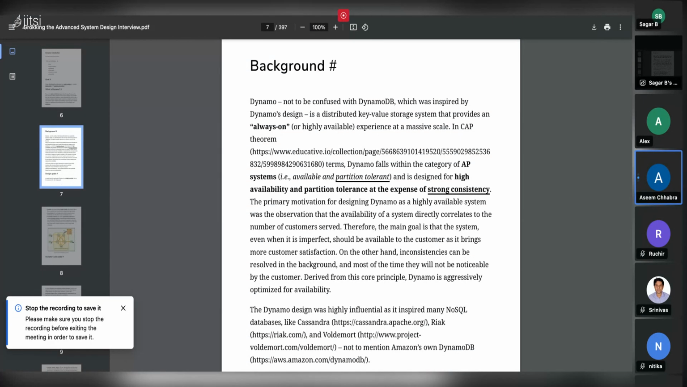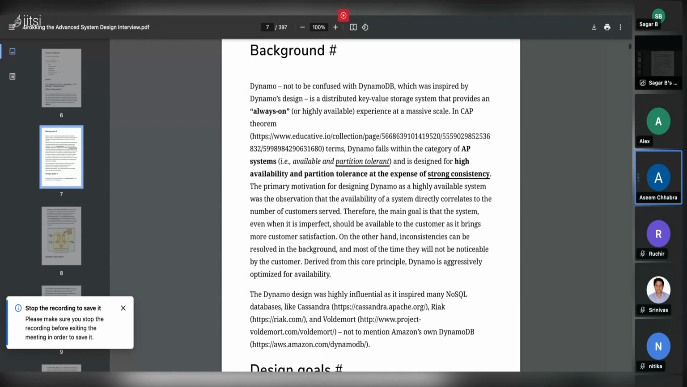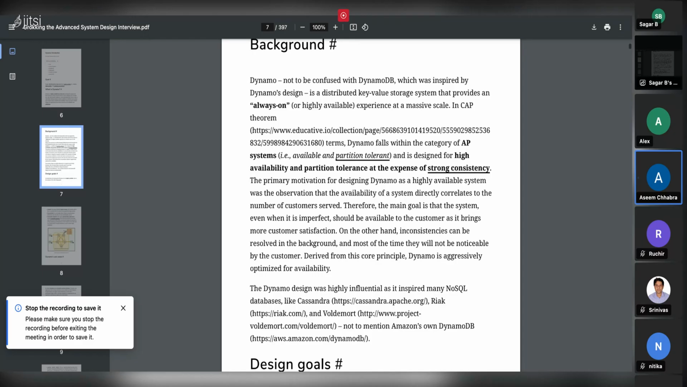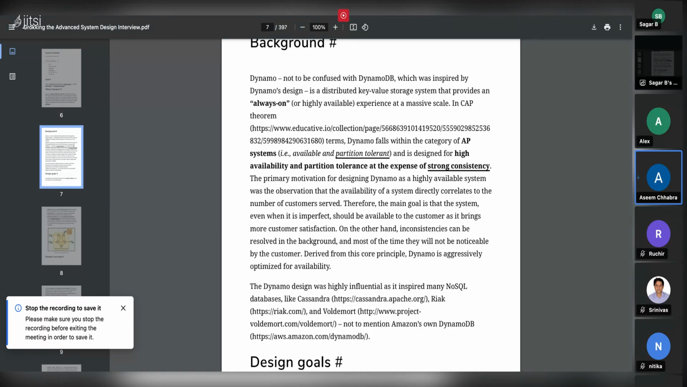The primary motivation for designing Dynamo as a highly available system was the observation that the availability of a system directly correlates to the number of customers served. Therefore, the main goal is that the system, even when it is imperfect, should be available to the customers as it brings more customer satisfaction. On the other hand, inconsistencies can be resolved in the background and most of the time they will not be noticeable by the customer. Derived from this core principle, Dynamo is aggressively optimized for availability.